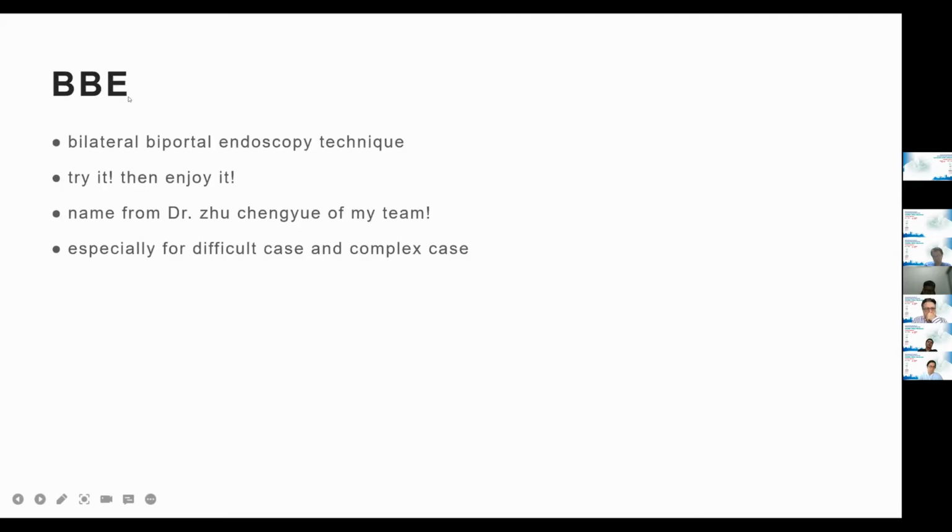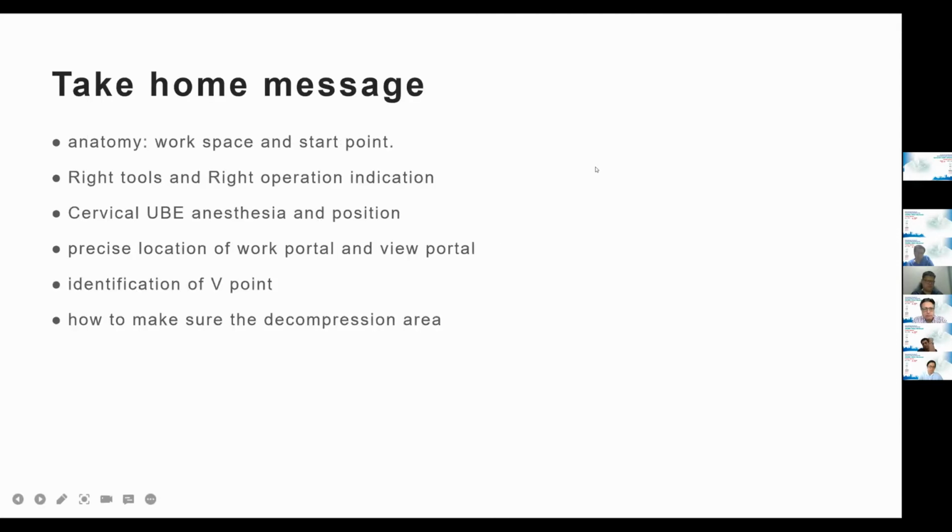Another abbreviation is BBE. I think it is different from the UBE. It is an abbreviation of the bilateral biportal endoscopy technique. I hold the endoscopy and tools in one side. My sister holds another endoscopy and tools in another side. So try it and enjoy it. This name is from Dr. Zhu Chengyue of my team, especially for the difficult case and the complex case. For example, the cervical single open door technique.